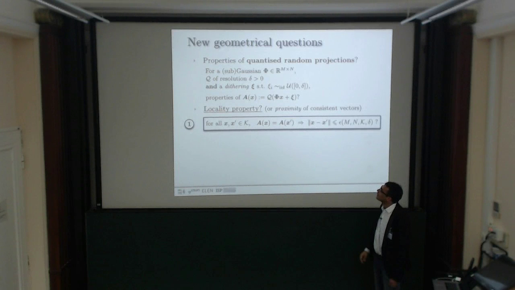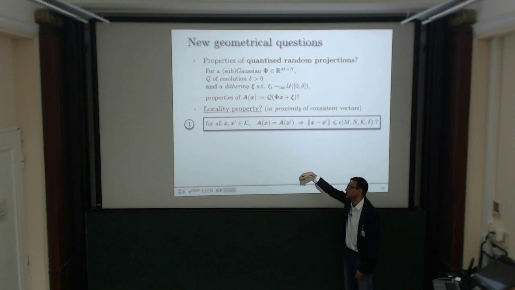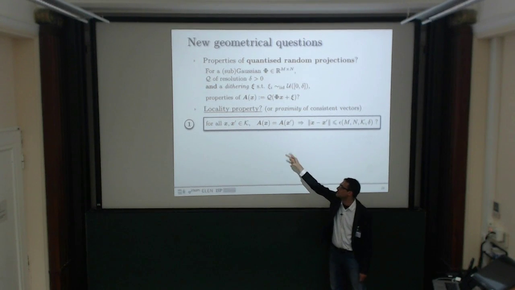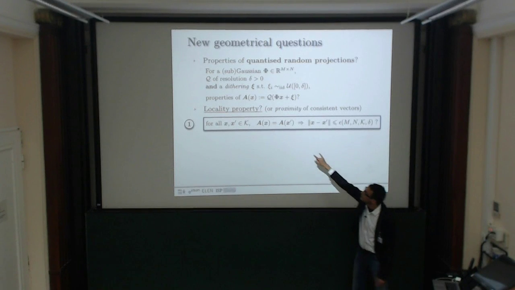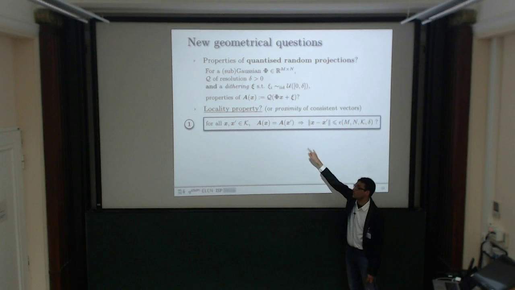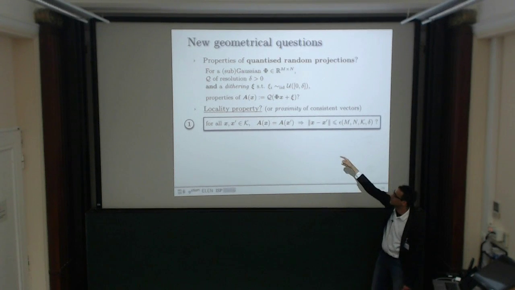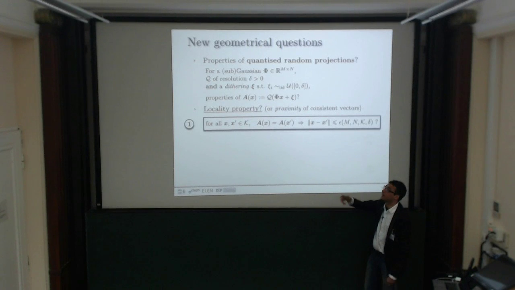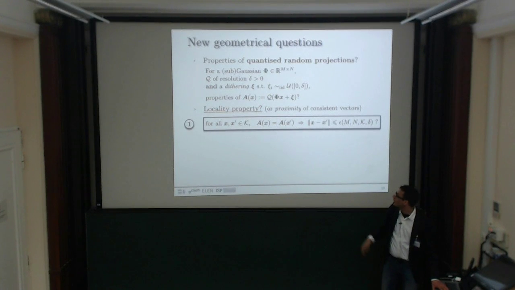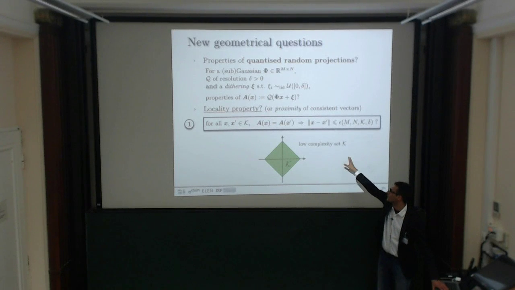OK, so the first property that we require of our quantized sub-Gaussian random projections is that for each pair of points in kappa, in our low complexity set, if their quantized images under A are coincident, if they are represented by the same binary string, then it must mean that these x and x prime are close up to an epsilon, which decays as the number of projections you take, the accuracy of your quantizer, the complexity of your set, and the dimension of your ambient space.